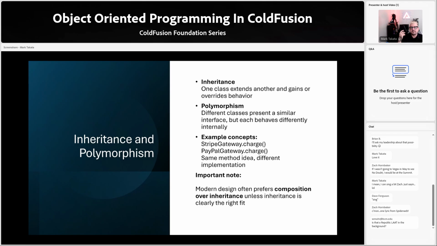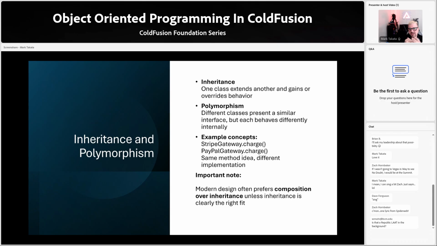Polymorphism: different classes present a similar interface, but they behave differently internally. Okay, that's another concept there. And here are some example concepts: StripeGateway.charge and PayPalGateway.charge. It's the same method idea, but they're different implementations of charge.